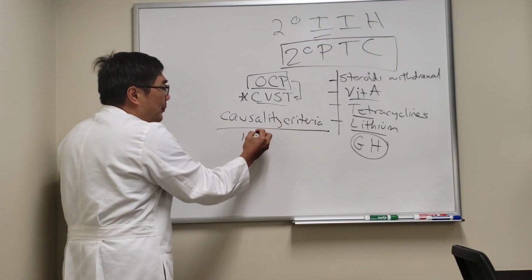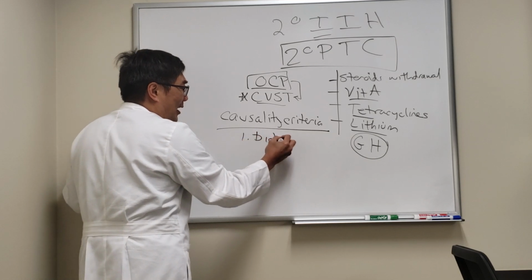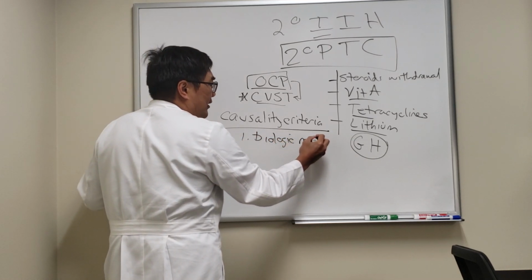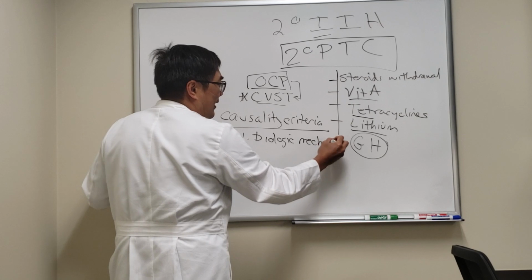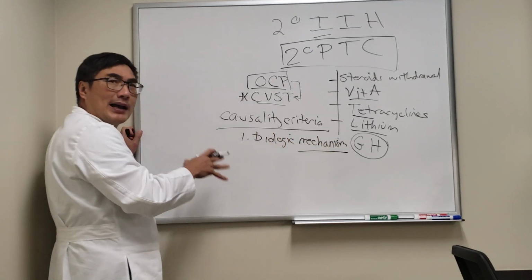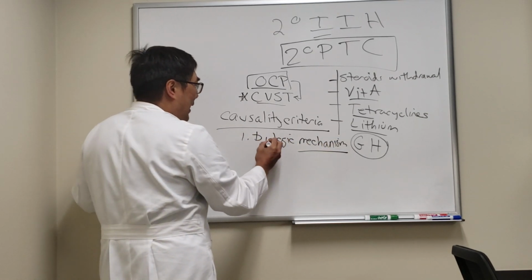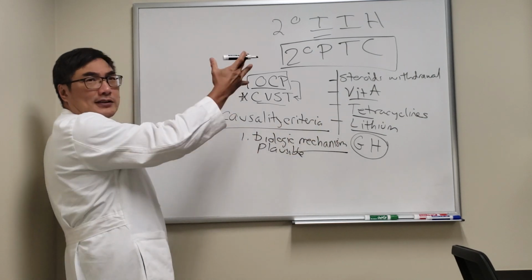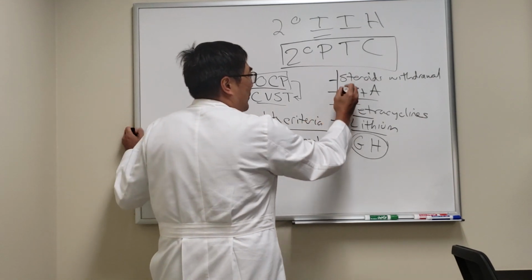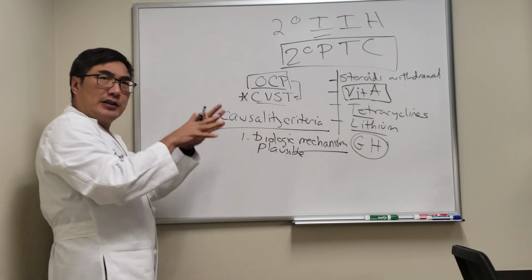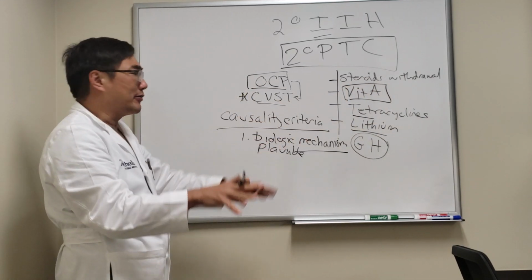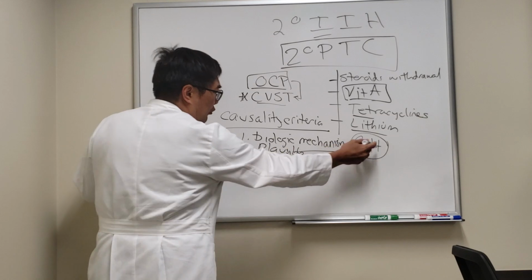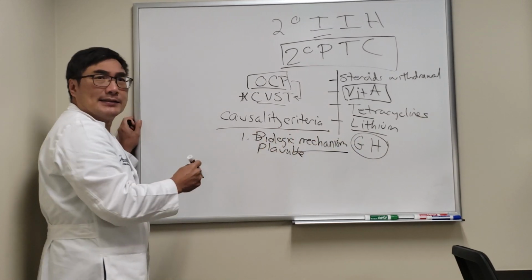So number one, there has to be a biologically plausible mechanism. So you can't just have an association. There has to be some reason that's biologically plausible as a mechanism for why that drug would cause the finding you're seeing. So, for example, for vitamin A analogs, that's thought to decrease outflow through the arachnoid granulations. Growth hormones similarly make sense.